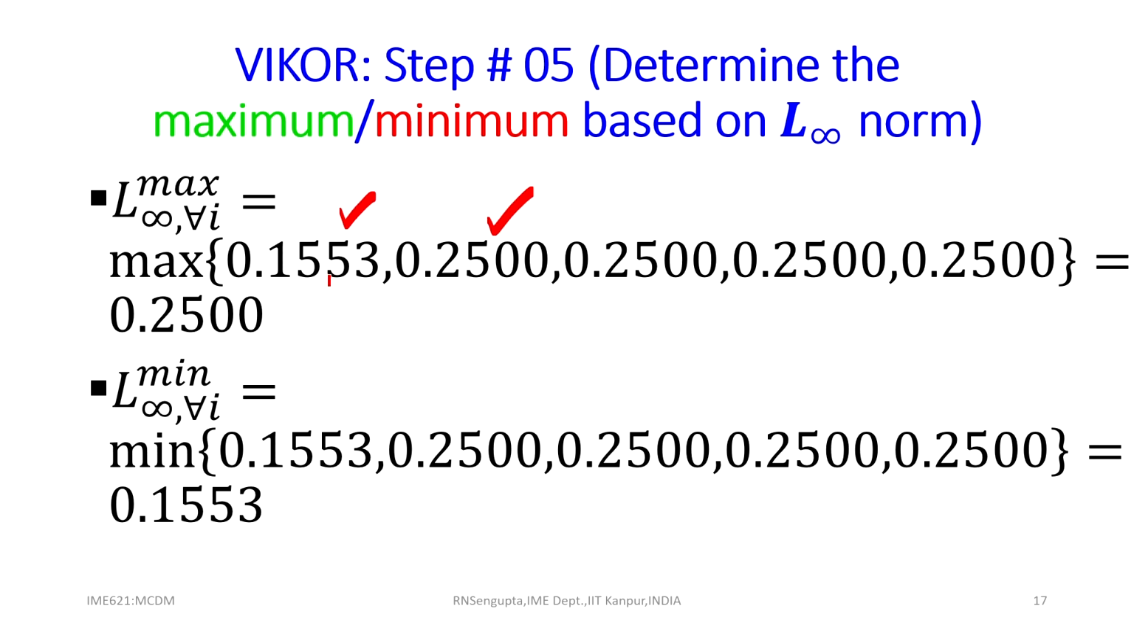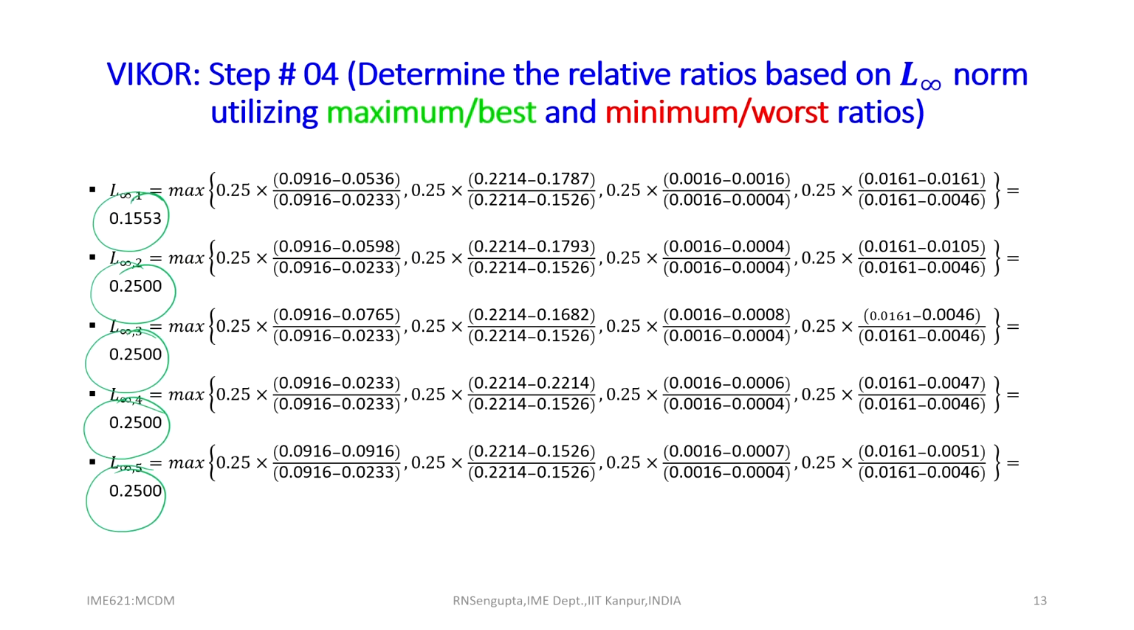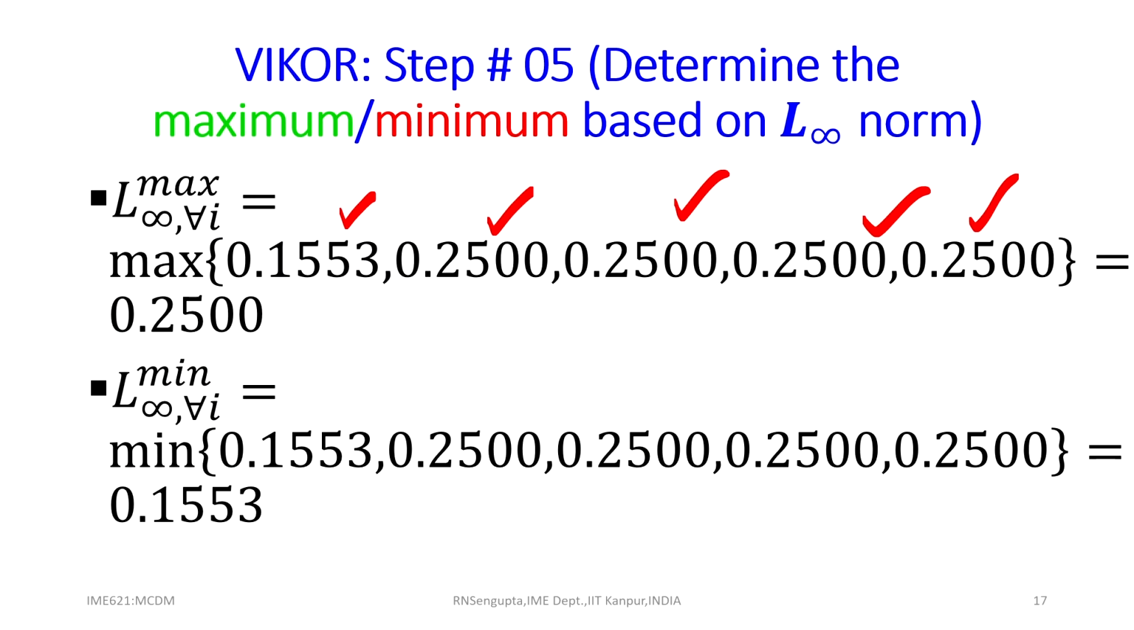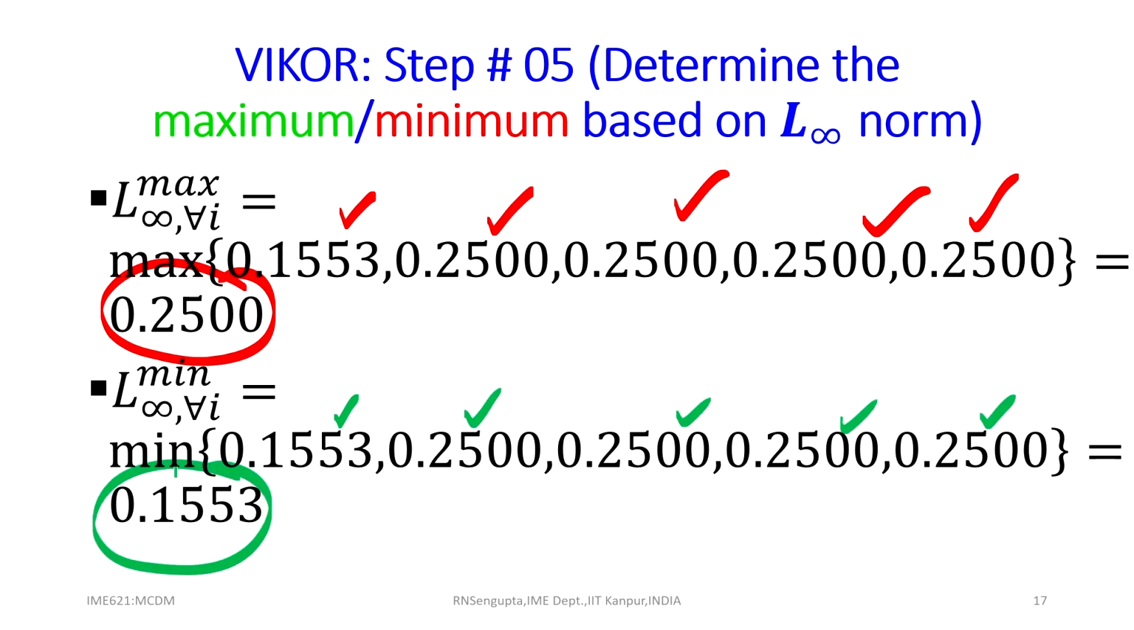So, these are the values, I will mark them and again go back to that slide 2. So, these are 0.1553 and 0.2500 4 times. Once I have that, maximum value is here, I am marking in red. Again I take the same values, I am marking in green now, and I find out the minimum. So, I found out the maximum and minimum for L1, and the maximum and minimum for L infinity.